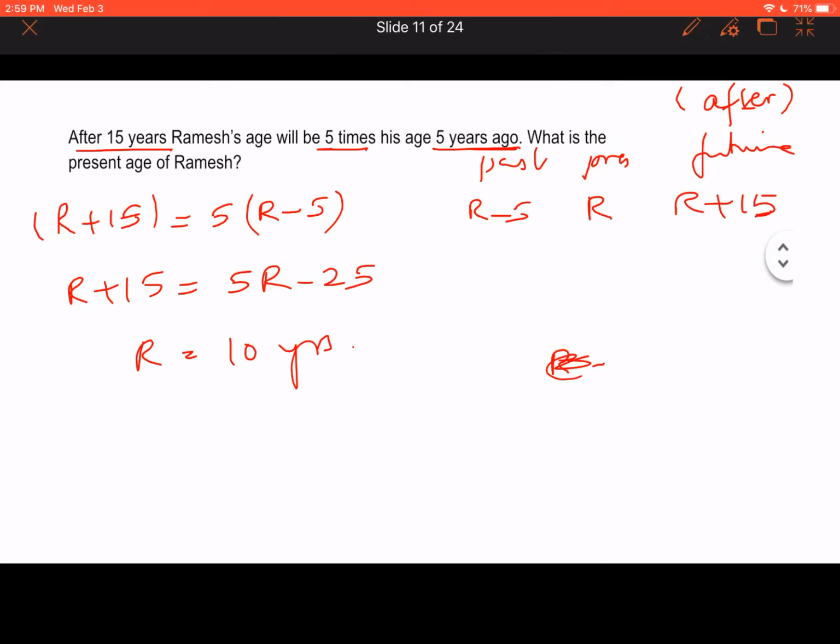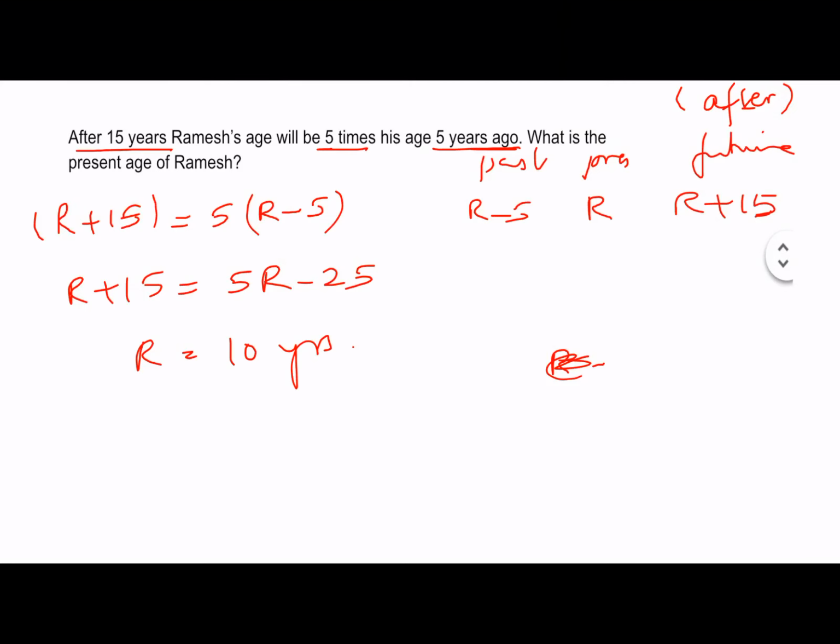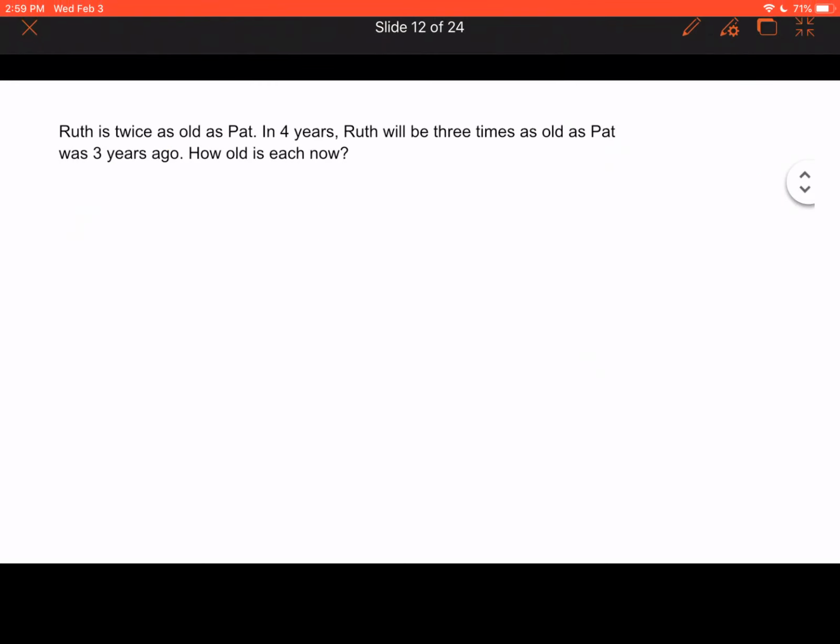Okay, so we'll now get into the last problem. Ruth is twice as old as Pat. Two people are involved, Ruth and Pat. In 4 years Ruth will become R plus 4 and Pat plus 4, as old as Pat was 3 years ago. So Ruth is twice as old as Pat, so 2P.